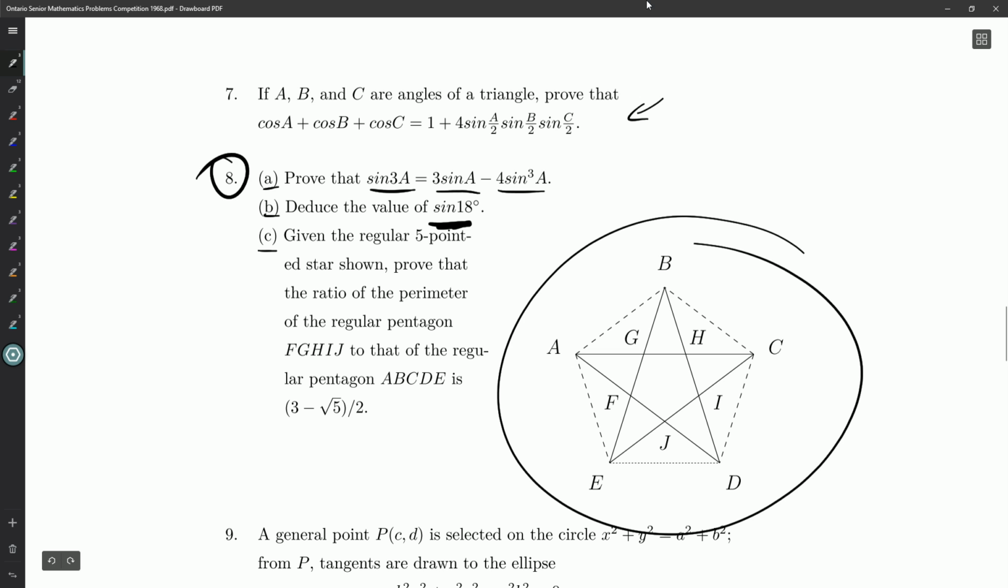And then C, given the regular 5-pointed star shown, prove that the ratio of the perimeter of the regular pentagon FGHIJ to that of the regular pentagon ABCDE is 3 minus root 5 all over 2. So that's 3 minus about 2.23 all over 2. So that's going to be a small value, 1.5 something. So this one on top of this one, that makes sense. Okay.